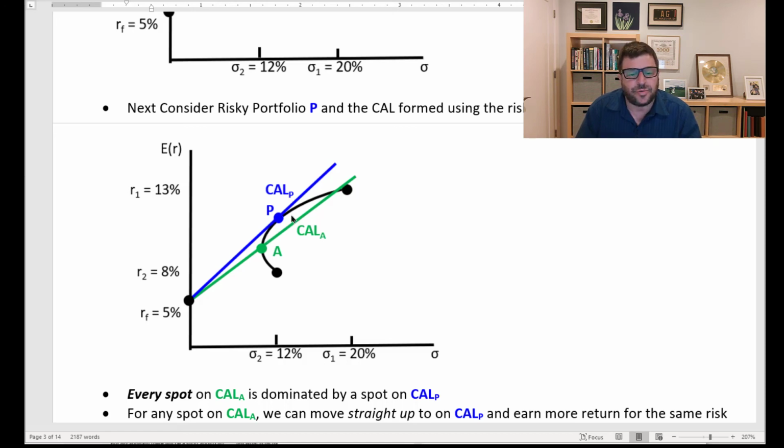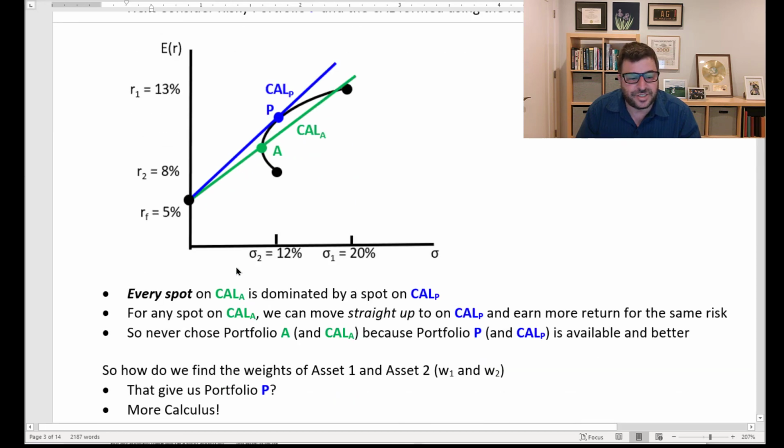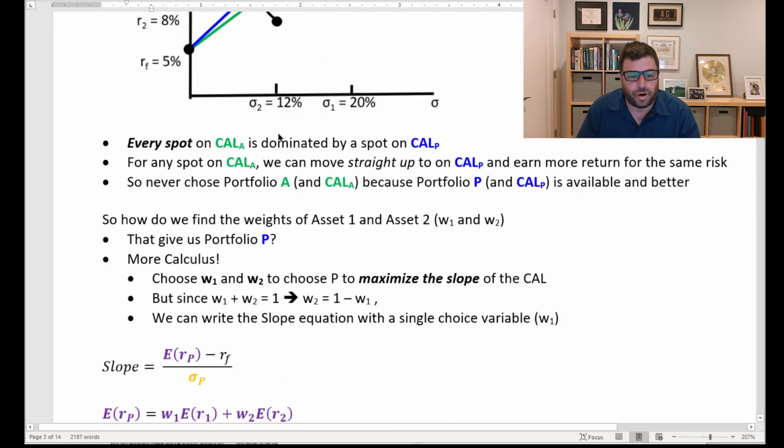And so the optimal portfolio P on the black line is the one that produces the line with the steepest risk-return trade-off, the steepest slope. And I can see that any spot on this capital allocation line, which we would then call a combined portfolio, will dominate the combined portfolio anywhere else. So how do I find this? How do I find the weights of asset 1 and asset 2, W1 and W2, that give us this best portfolio? Well, we have to do more calculus.